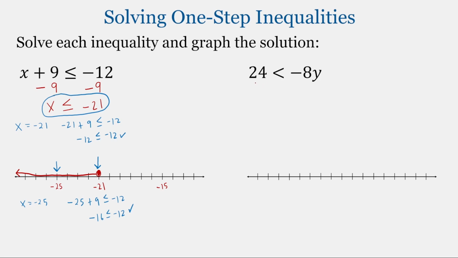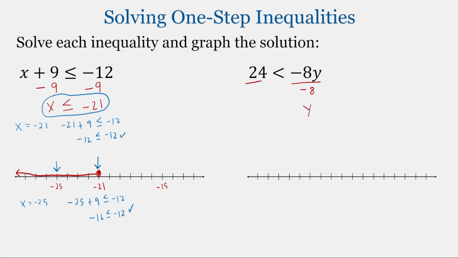In this second problem, 24 less than negative 8y. In this example, negative 8 is multiplied to our variable. Using inverse operations to solve this inequality, we will undo this multiplication with the inverse of multiplication, which is division. So we will divide this right side by negative 8. So we end up with y on the right side.